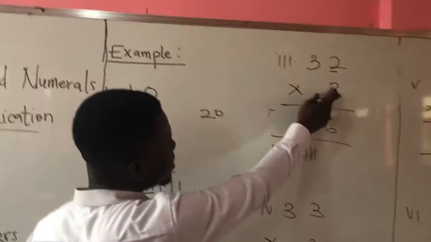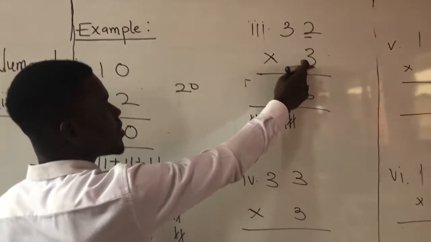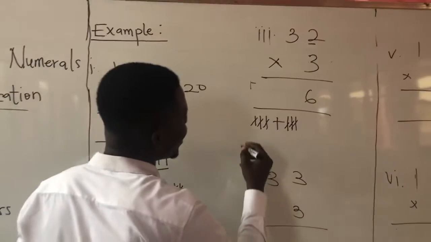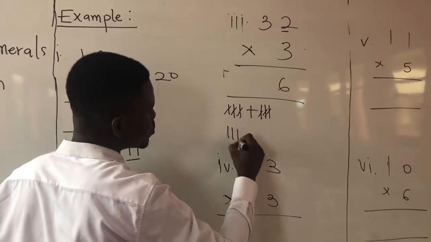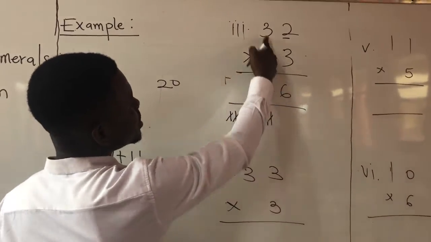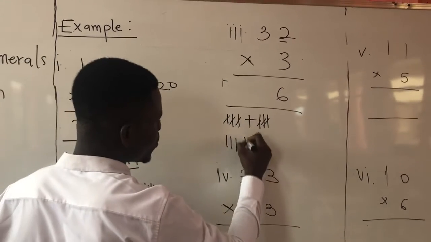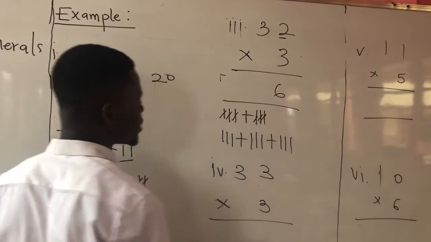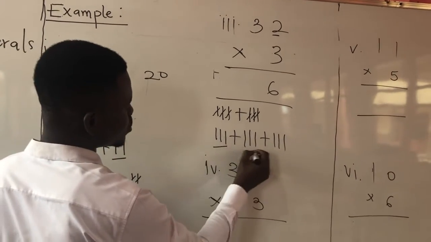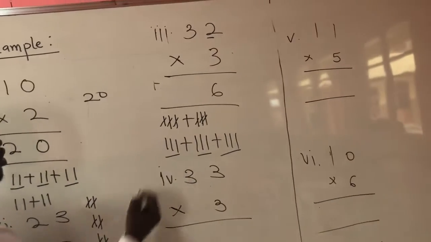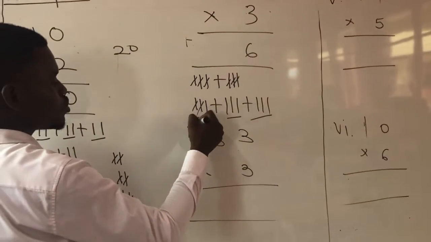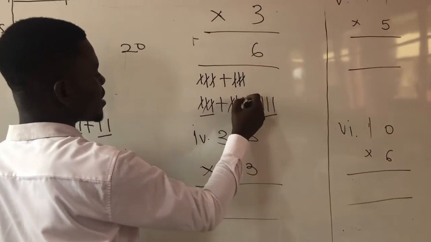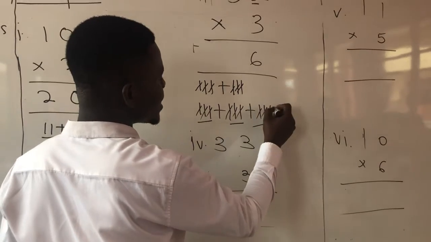And we have 3 times what? 3. Now we have the first one, which is 3. 1, 2, 3. And we are being asked to multiply it how many times? 3 times. So plus 1, 2, 3, plus 1, 2, 3. That means we are multiplying it 3 times. So let's count it together. We have 1, 2, 3, 4, 5, 6, 7, 8, 9.